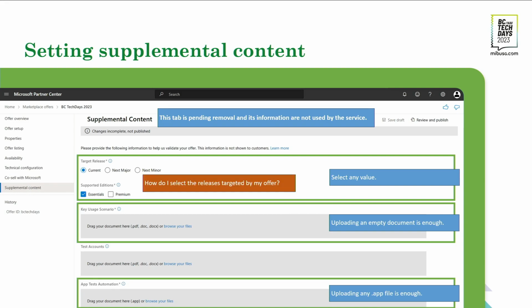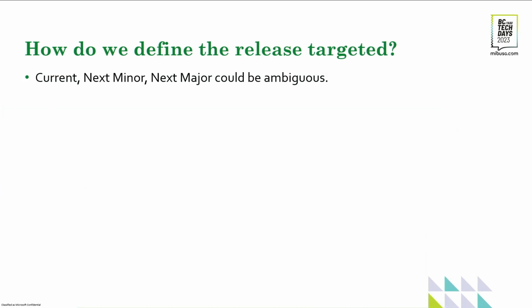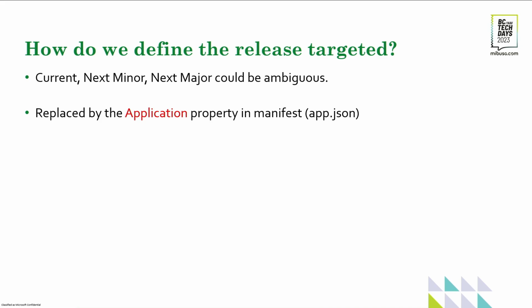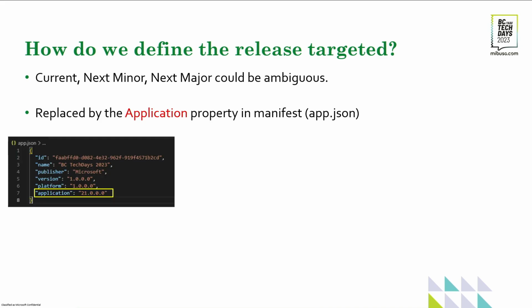You might be wondering now, since the target release field is ignored, how do we select which releases of Business Central you're targeting with your offer? We've seen from experience that current, next minor, and next major could be ambiguous, depending on what time of the release process for Microsoft we are. If a new minor or major is around the corner, or if your customer is on an older version, that might not be very obvious. So we decided to replace it by the application property in the manifest of your apps.